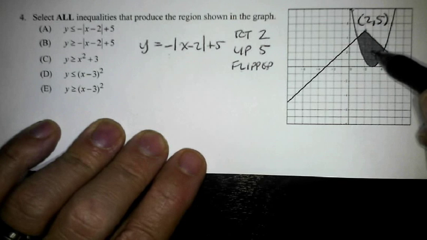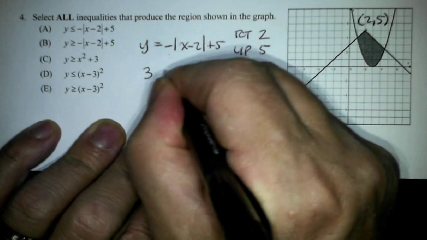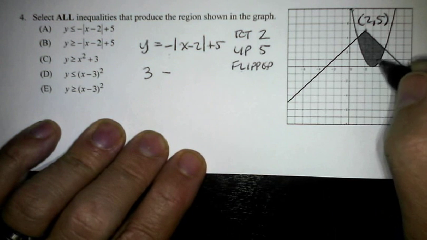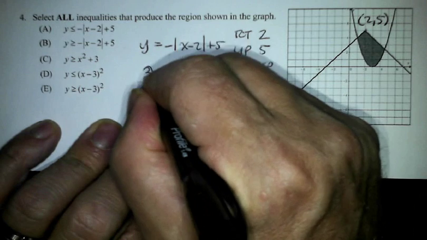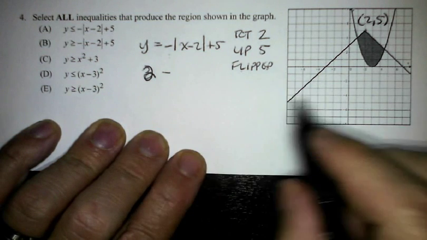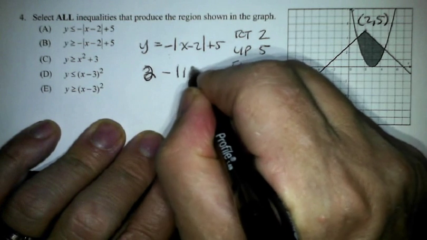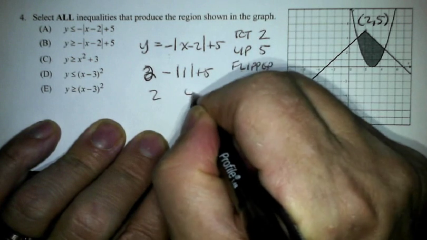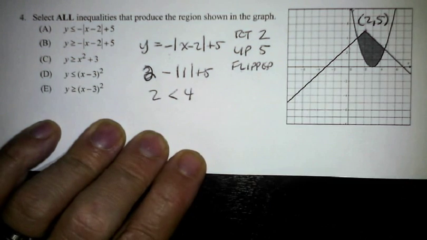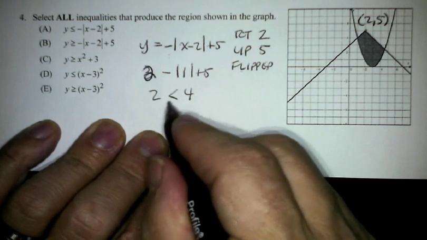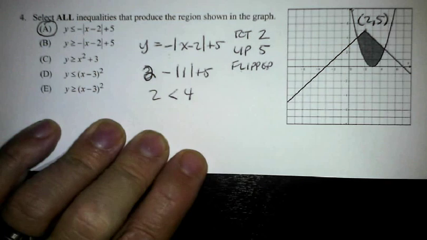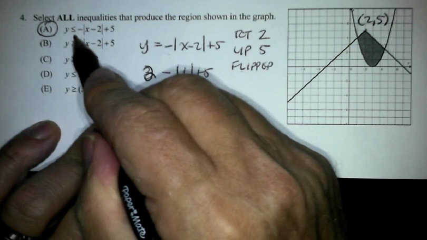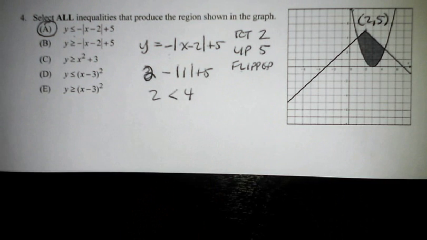If I plug in 3, 2, I'd have negative absolute value of 3 minus 2 plus 5. So I plug in 2 for y and 3 for x, I'd have negative absolute value of 1 plus 5. So I have 2 on one side, and over here I have 4. 4 is greater than 2, so therefore I'm going to use the less than sign. This sign was A. Now, another way I like to look at it, the shading is below the graph, less than. But you can always do it by testing points as well.